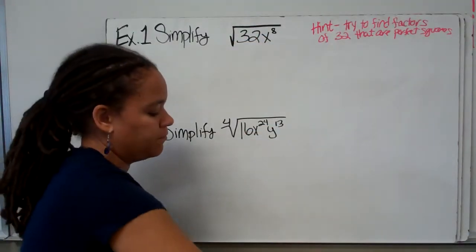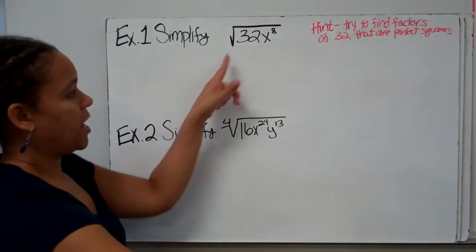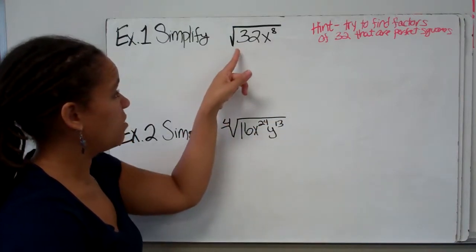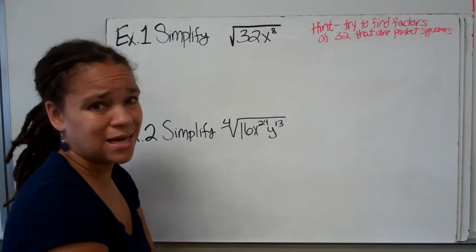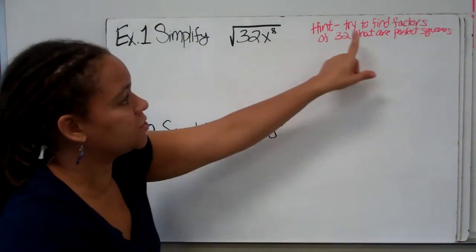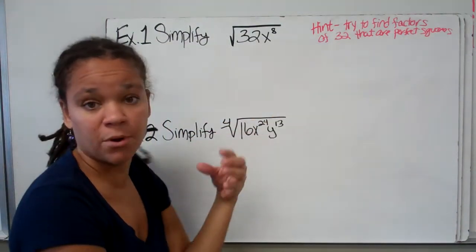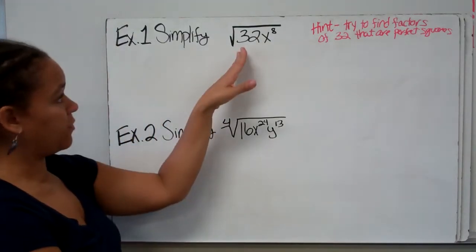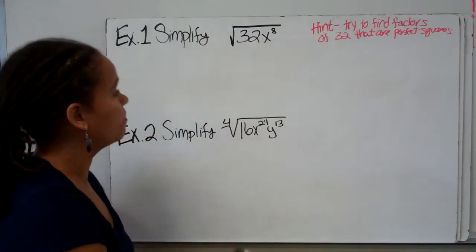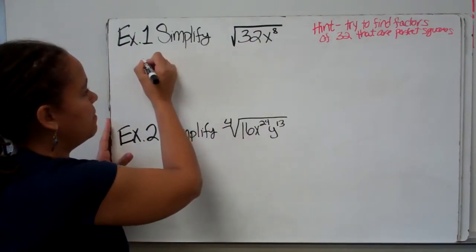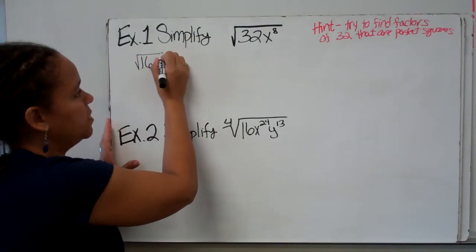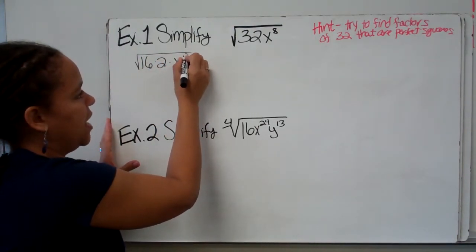Okay, example 1. We want to simplify the square root of 32x to the 8th. So first we look at 32. It's not a perfect square, so I can't simplify it right away. My hint is to try to find factors of 32 that are perfect squares. So you want to break 32 down into its factors, one that would be a perfect square, so you can pull it out. So I could make this square root of 16 times 2 times x to the 8th.